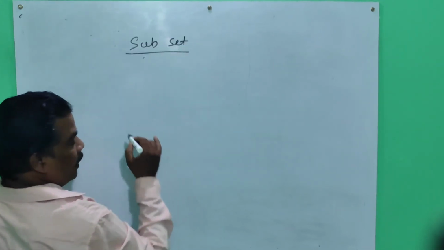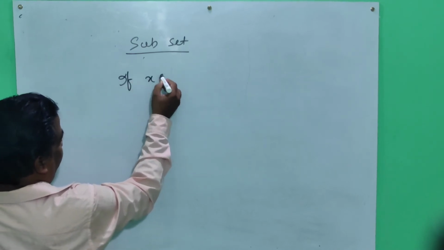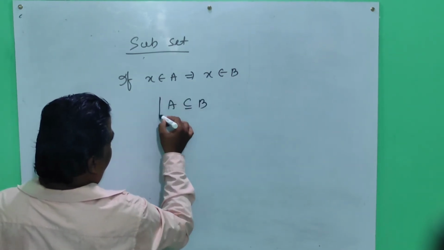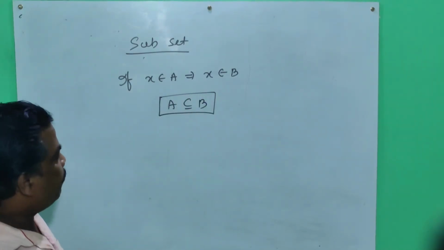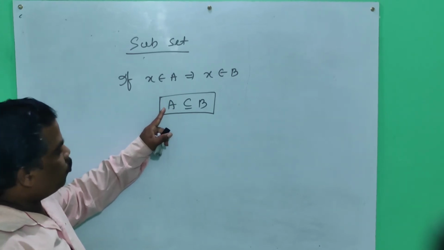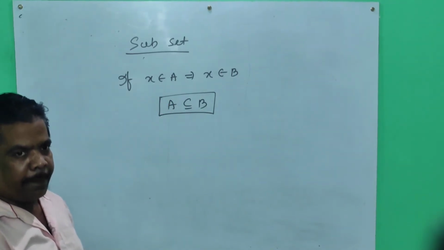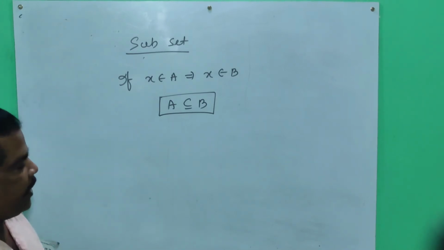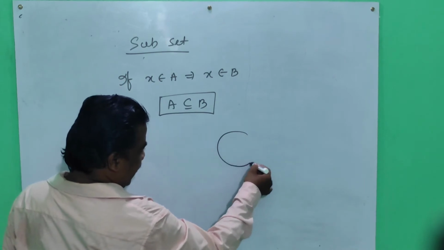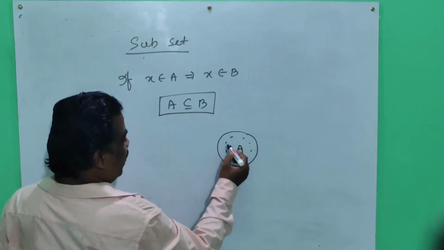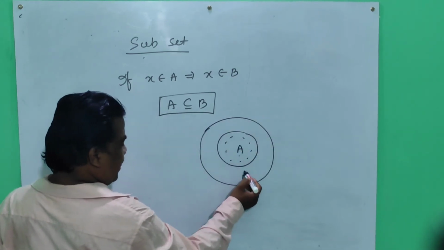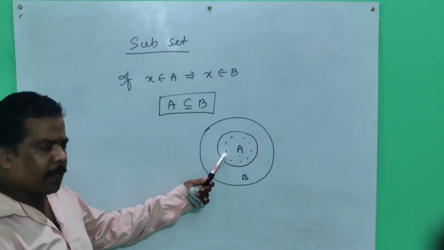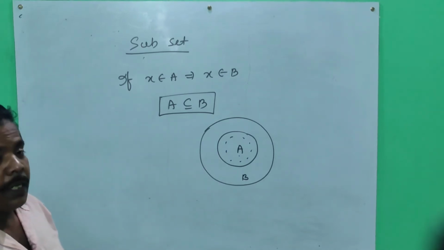So what is a subset? A is a subset of B if x belongs to A implies x belongs to B. A is a subset of B if and only if all elements of set A are also elements of set B. If each and every element of set A is also an element of set B, then we say A is a subset of B. Subset means part: A is part of B.